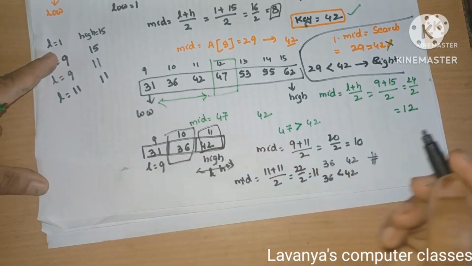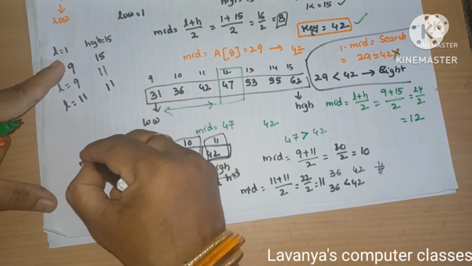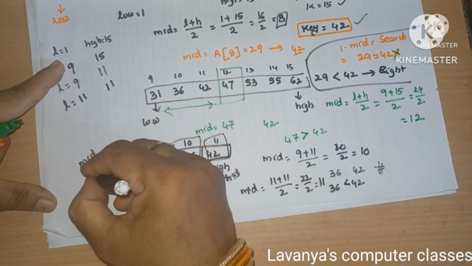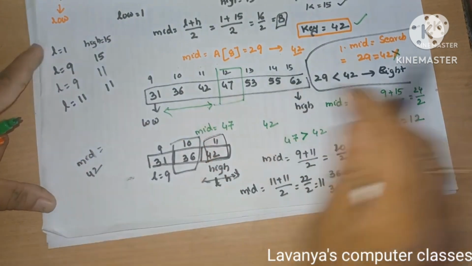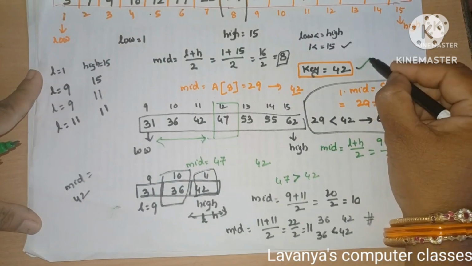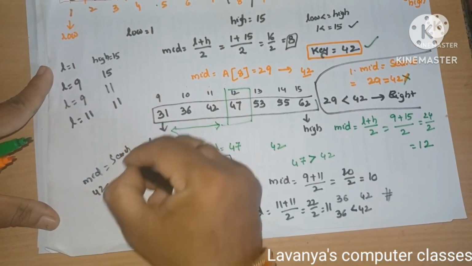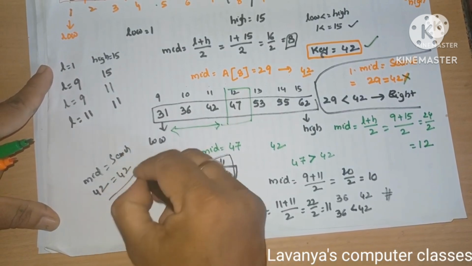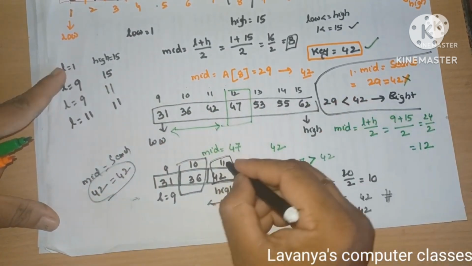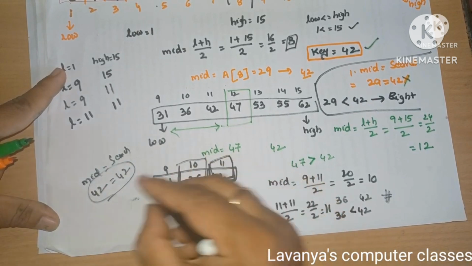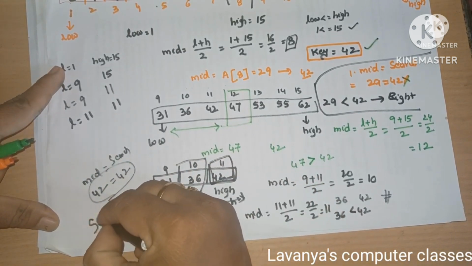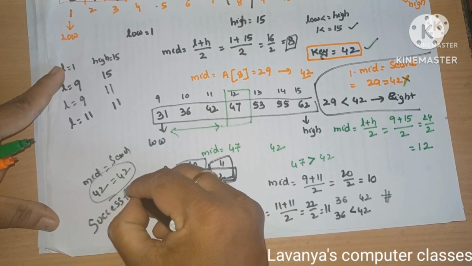So, what is your middle element? The middle element is 11. The middle element is 11 means, what is in the 11th position? That is 42. The mid element is 42. What is your search element? Your search element is also 42. So, mid equal to search. So, 42 equal to 42. Then you are getting the element successfully in the 11th position. It is known as a successful search.